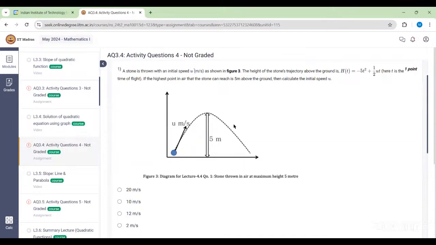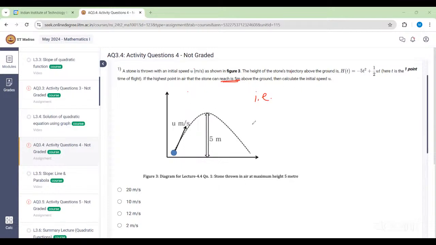So a stone is thrown with an initial speed u as shown in the figure. The height of the stone's trajectory above the ground is h of t, given by this particular expression. Here t is the time of flight. If the highest point in the air that the stone can reach is 5 meters above the ground, calculate the initial speed u. Here it's given that the highest point is 5 meters.